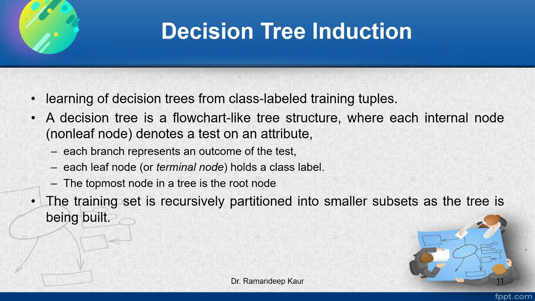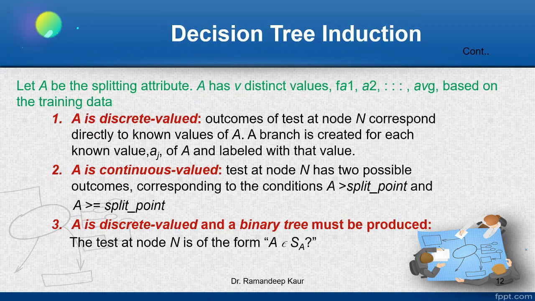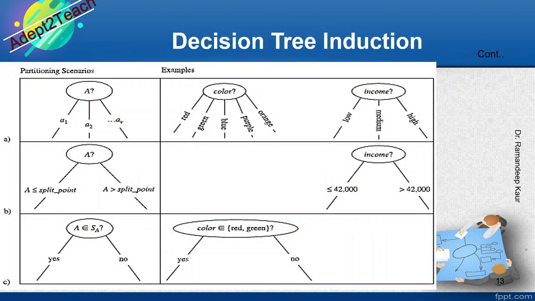Now this method of learning is applied till the smaller subsets in the trees are built. When we are following decision tree induction, I am taking an example that let's say A is a splitting attribute, the criteria attribute. Now A can have 3 categories of values. Either A can be discrete valued, or it can be continuous valued, or it can be discrete valued with a binary tree. Now let's see this with the help of an example.